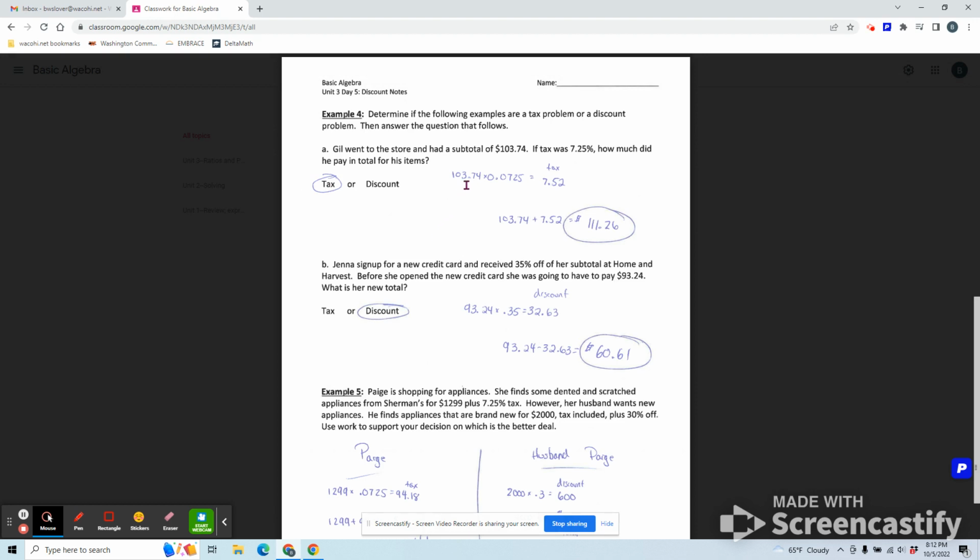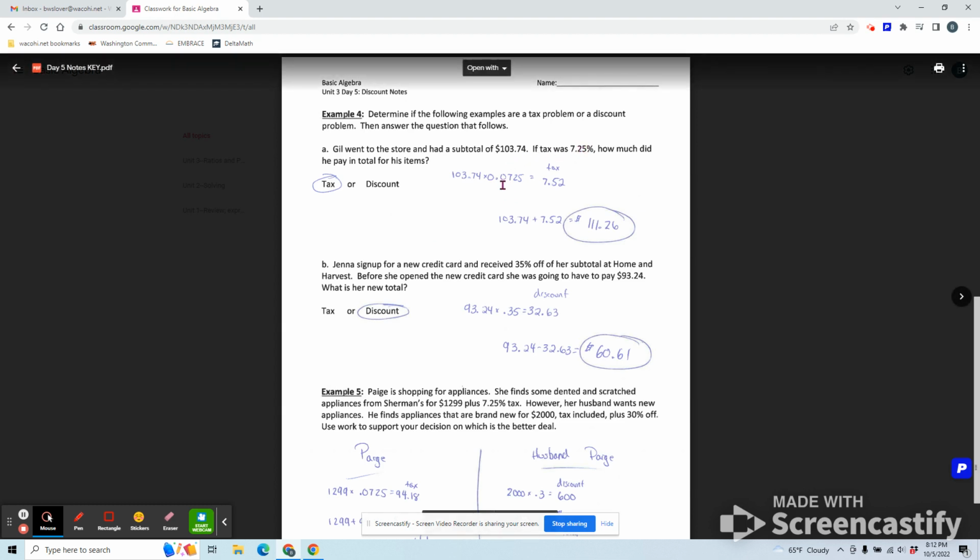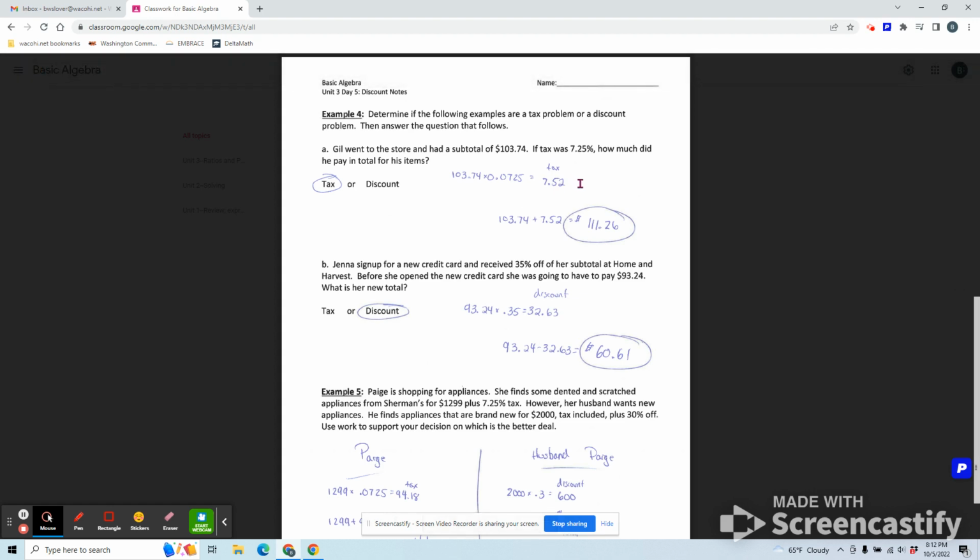So we're going to take his subtotal and multiply it by 0.0725. I took that percent and divided by 100. So tax is going to be $7.52. Since it is tax, I'm going to add it to my subtotal. So I add my two numbers and I get $111.26.